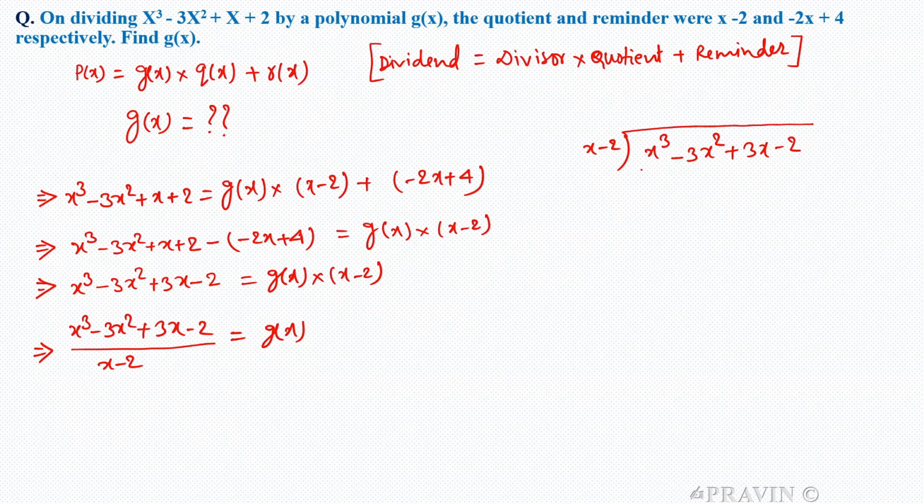First you need to eliminate this term because this is the term having the highest degree. For that you need to divide it by x square. Here you will get x cube, and minus 2 into x square will give you minus 2x square. Just change the sign, plus minus, this will cancel out and this will be minus x square, and here you have 3x minus 2.